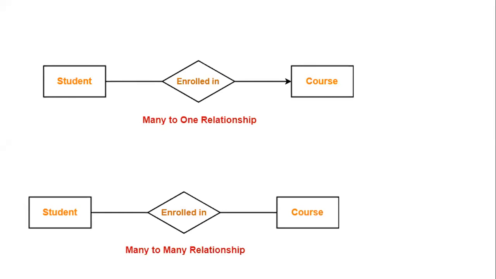Or for example, different customers having different loan accounts. So this is nothing but a many to many relationship. Understood all this concept, mapping cardinality? Yes, ma'am. Okay, good.